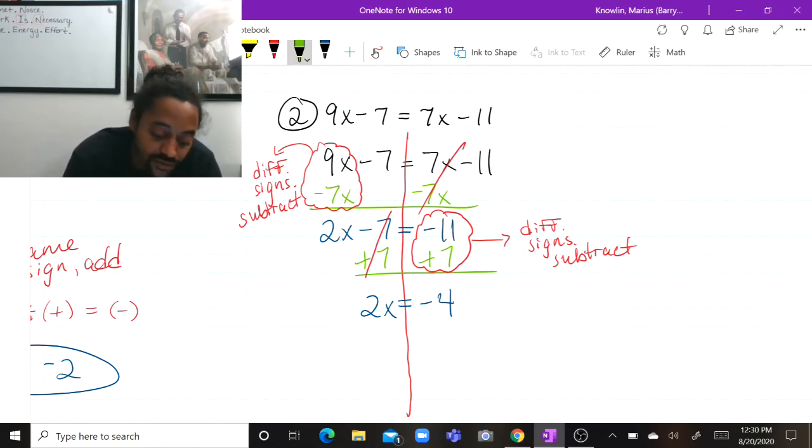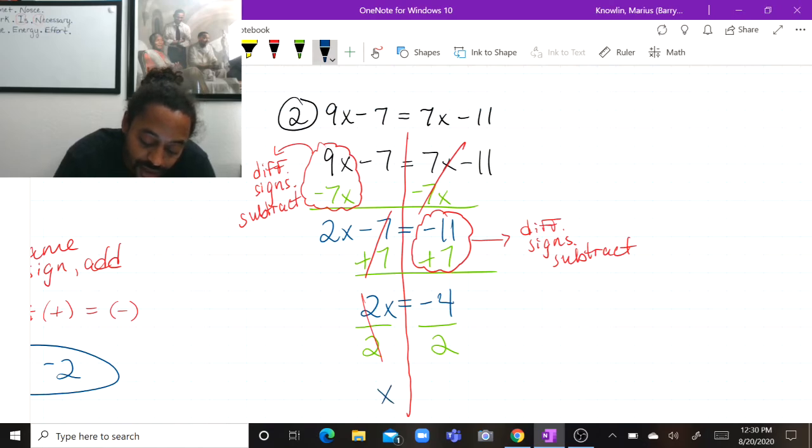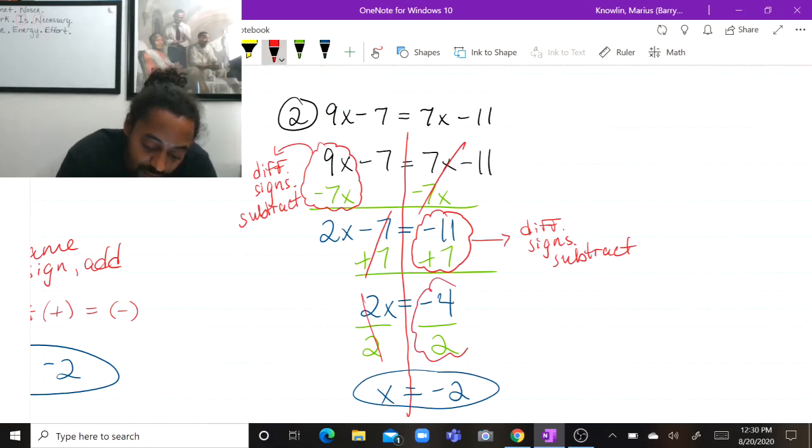Now we can go ahead and finish by dividing both sides by positive 2. These 2's right here cancel out. So now we're going to have x equals negative 2, final answer. And why is that? Because a negative divided by a positive is a negative.